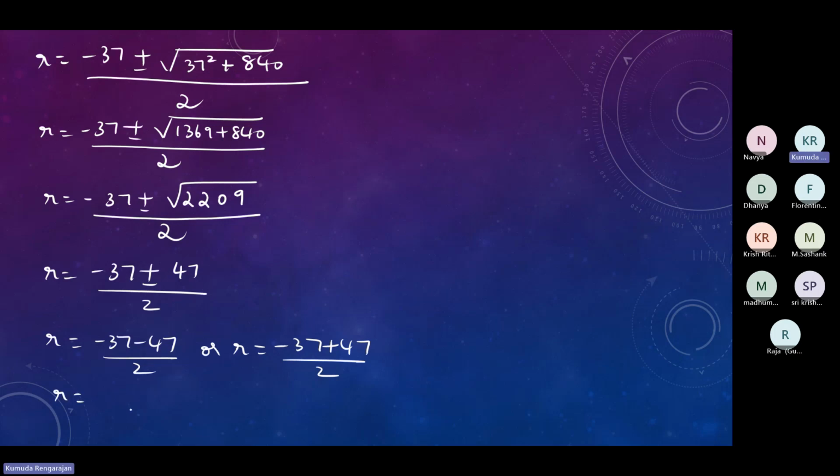So this is negative. R cannot be negative. So R is equal to 10 by 2, 5. Radius is equal to 5, children.